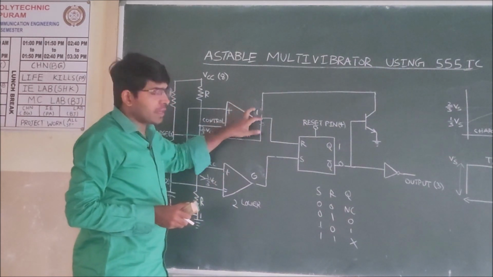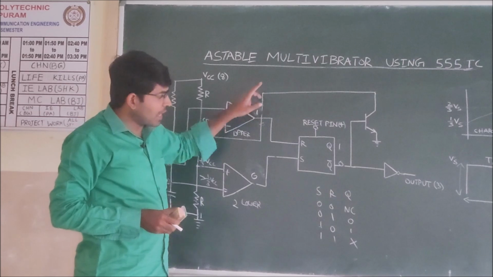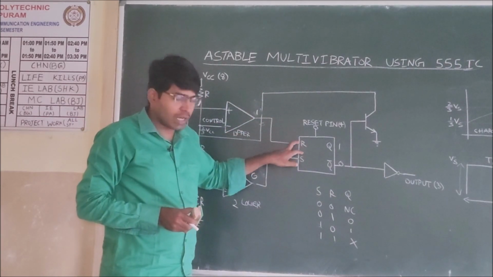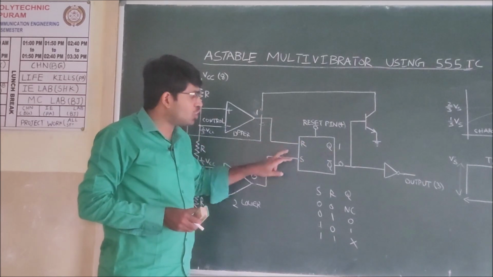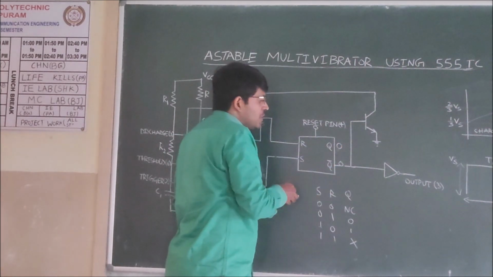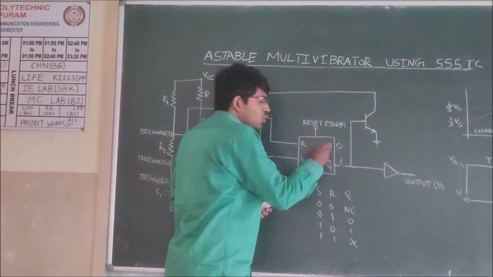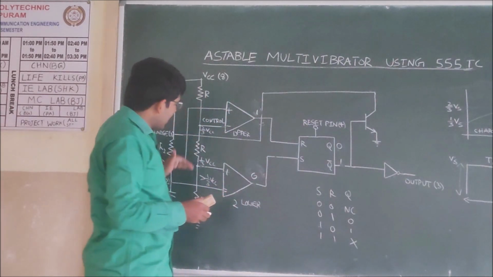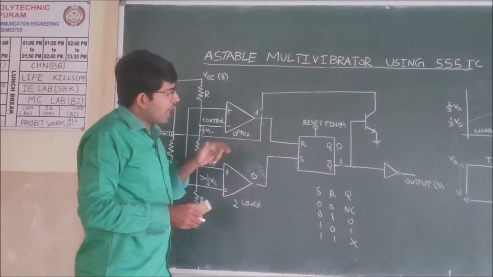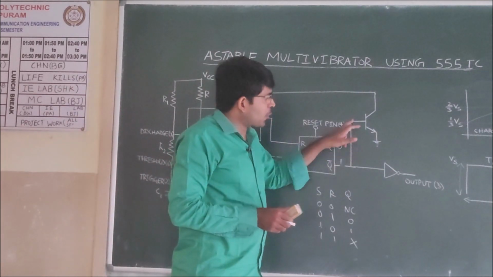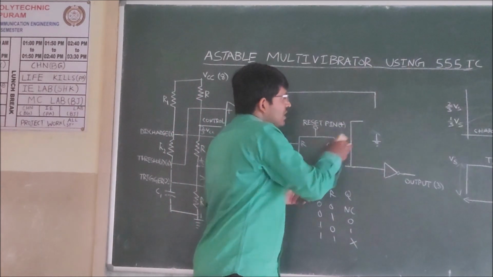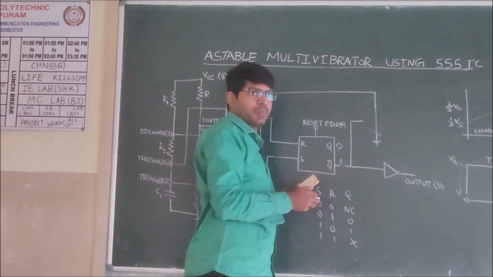Because the upper comparator output is high, it is activating the reset. So now the SR flip-flop inputs are 1 to R and 0 to S. Because of this, the output will be 0 and Q bar becomes 1 when the capacitor value reaches 2/3 VCC. Because Q bar is 1, we are providing the supply to the base of the transistor. Then this transistor acts like a closed switch.